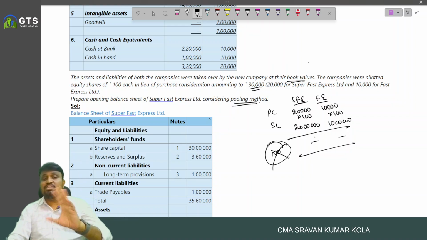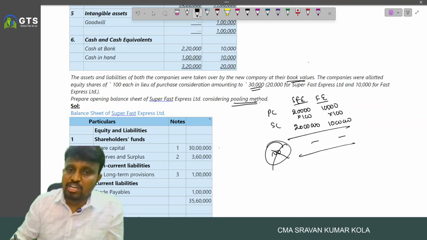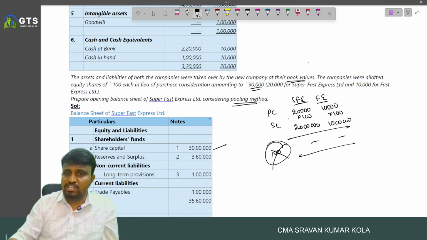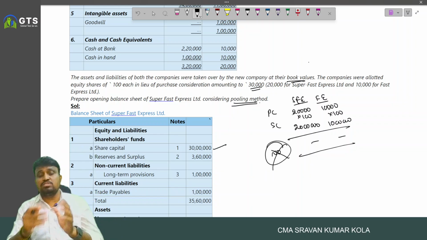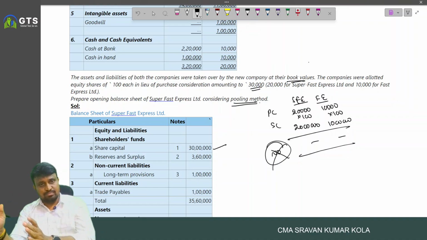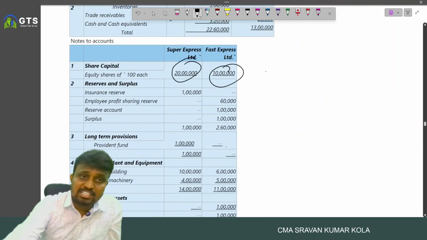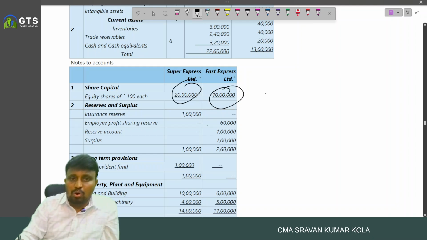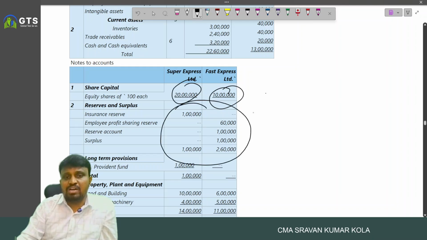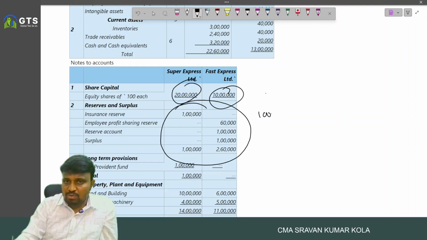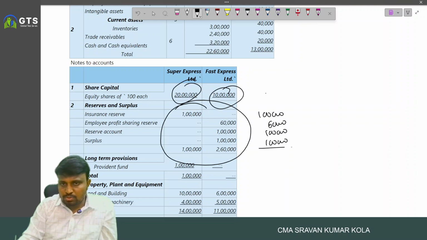And we just add each and everything on a line by line basis. So equity share capital: in total 30,000 equity shares of rupees 100 each. So 30 lakhs. And in case of reserves and surplus, as it is a pooling of interest method, all reserves and surplus are required to be added on a line by line basis. So 1 lakh 60,000 and 1 lakh, so total 3 lakh 60,000, and liabilities.